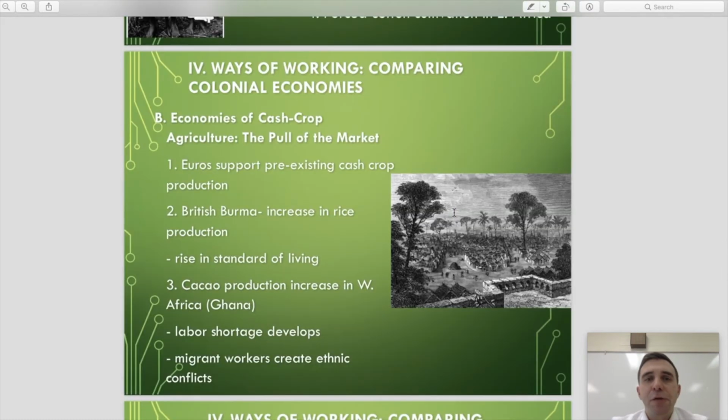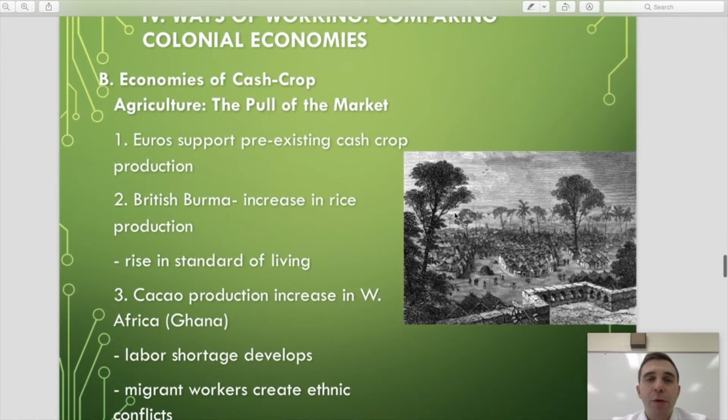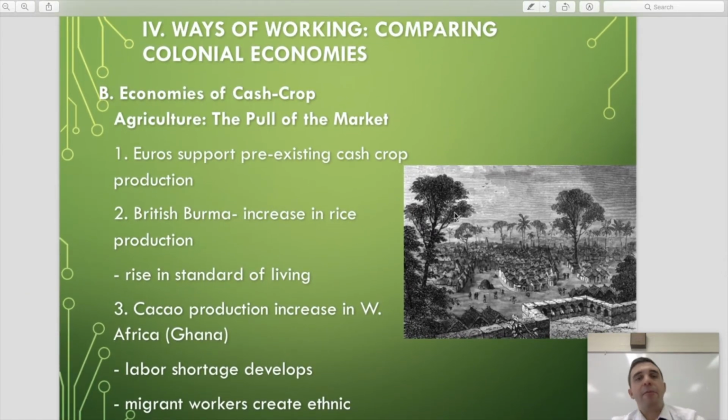So let's continue on and start looking at how cash crop agriculture is utilized in this time frame. So basically, as the Europeans are taking these areas over, if there is cash crop agriculture that's already there, they're going to support and help ramp that up further. Because remember, they want raw goods, raw materials from these colonies so that they can then turn them into products. So if they're already going to cash crop, fantastic. They'll just continue on and support that.